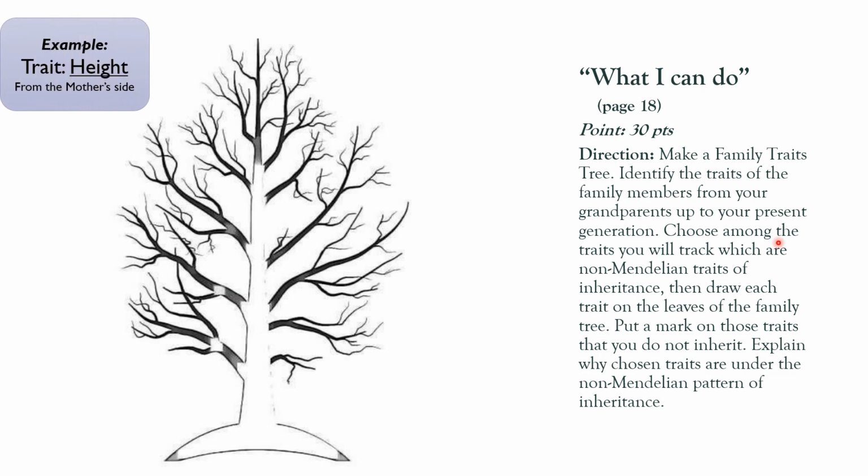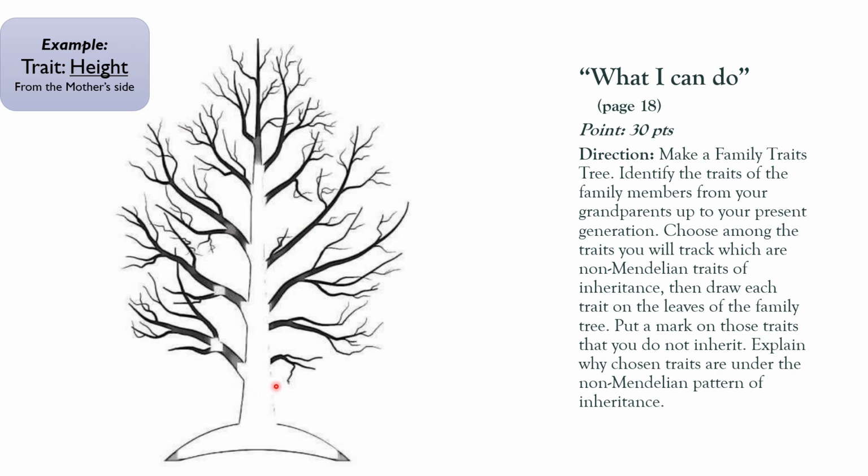So I will give an example. The trait that I'm going to give as an example is height. Okay, so this is my family traits tree. What you're going to do is only choose one trait. Again, choose only one trait. You have to explain or show to us how you got that trait from your grandparents up to you. What I'm going to show to you is the height, and I'm going to show it through the mother's side only.